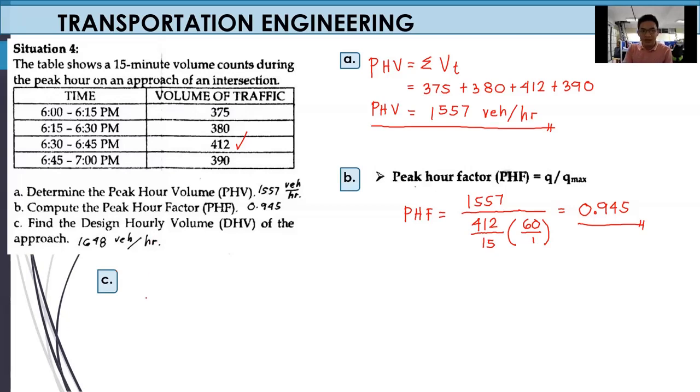Yan. So about this one, last is design hourly volume. So kanina na-introduce natin yung class that is just formula based, which is equivalent to peak hour volume divided by peak hour factor. Peak hour volume natin kanina, na solve na yan, 1557 divided by 0.945. So use your calculator, yung result niyan is 1648. Same pa din kanina, yung unit na vehicle per hour.